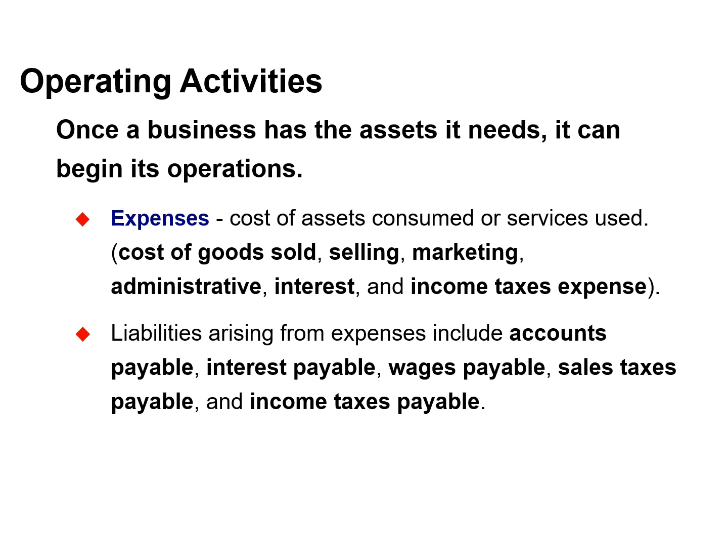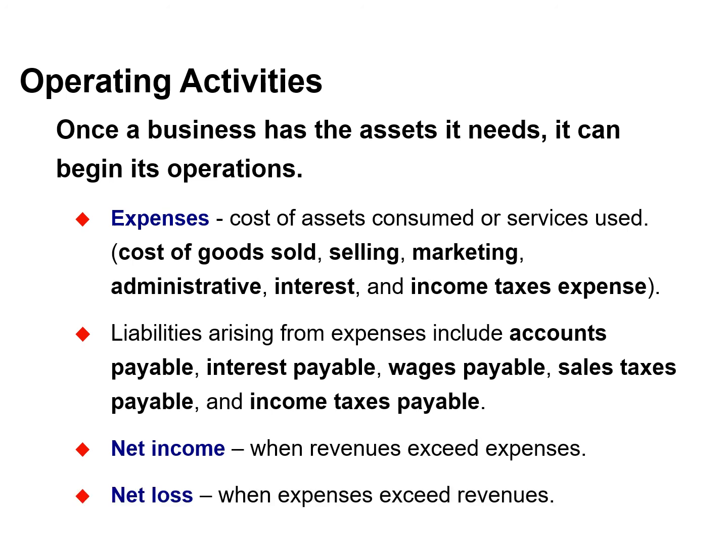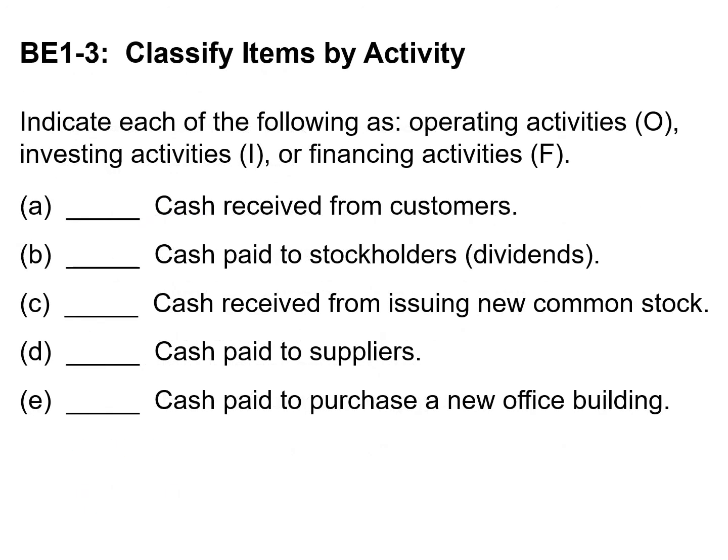Companies compare the revenue of a period with the expenses of that period to determine whether it earned a profit. When revenue exceeds expenses, net income results. When expenses exceed revenue, a net loss results. For this exercise, you will indicate whether or not the activity is operating, investing, or financing. And the solutions to this exercise will be provided in the next video.